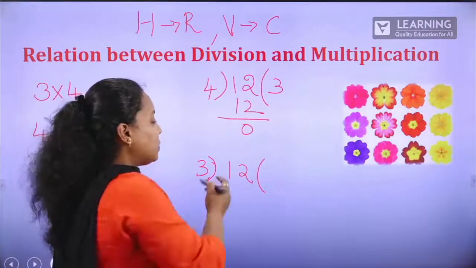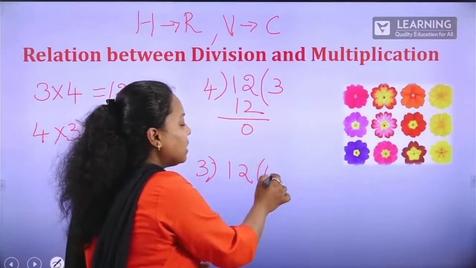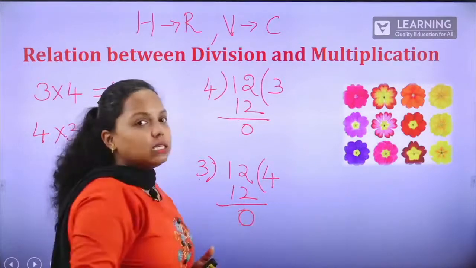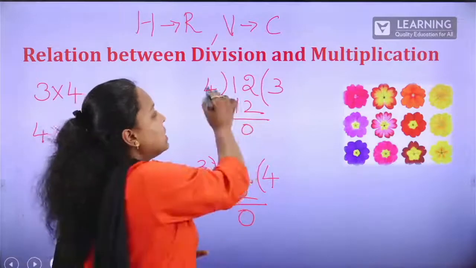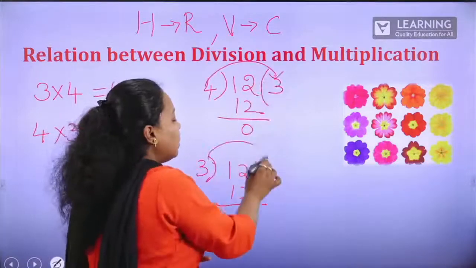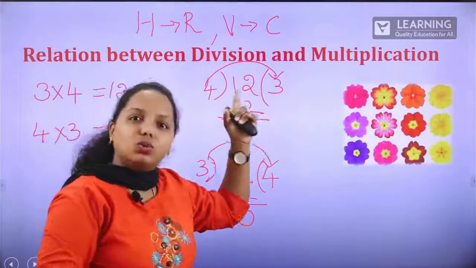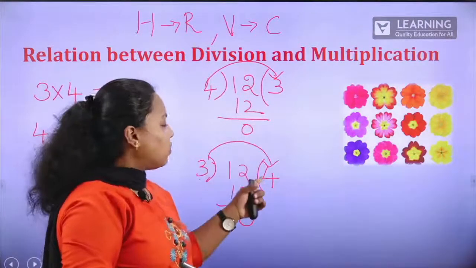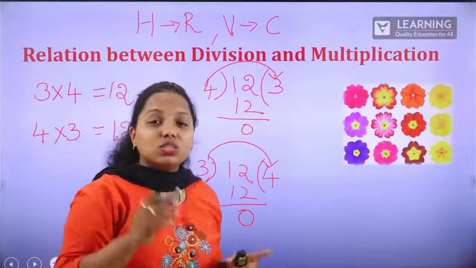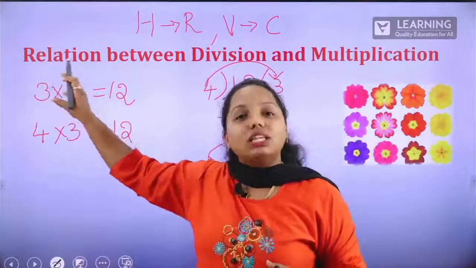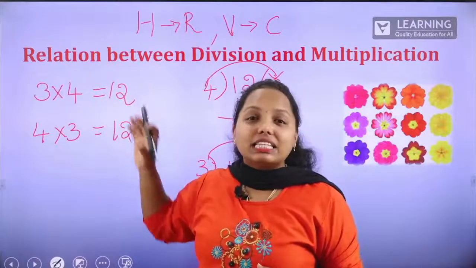Now, how about this one? 3, how many are 12? 3 fours are 12. What is the remainder? 0. Now, when you see this and this, again when you multiply this and this, so now 4 threes are, you will be getting the same thing. 3 fours, you will be getting the same thing. So, this is how it is related. So, when you take the multiplier and the multiplicand, you will be getting the same answer.